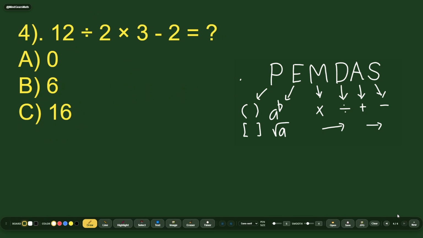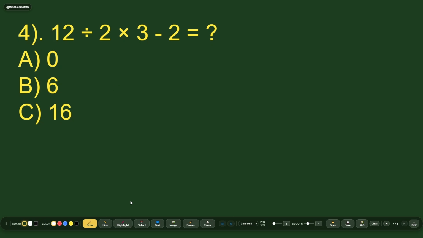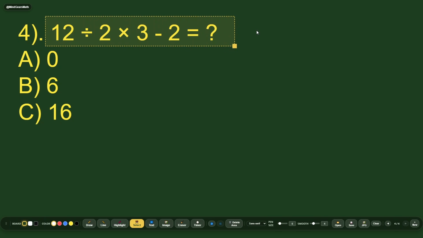And now question number 4 is a challenge for you. Try to solve it and drop your answer in the comments below.